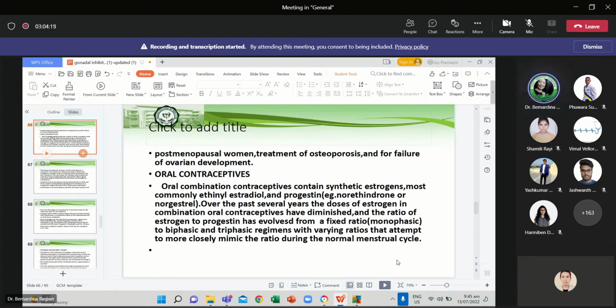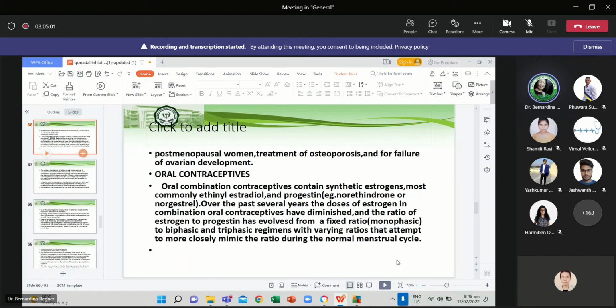Now, over the past several years, the doses of estrogen in combination oral contraceptives have already diminished, and the ratio of estrogen to progestin has already evolved from a fixed, which is otherwise termed as monophasic, to a multiple or biphasic. So the recent trend now is not a fixed combination. It is more or less a biphasic and triphasic regimen. So biphasic is a combination of estrogen and progesterone, and triphasic could either be 2 estrogens, 1 progesterone, or 1 estrogen, 2 progesterone, with varying ratios.